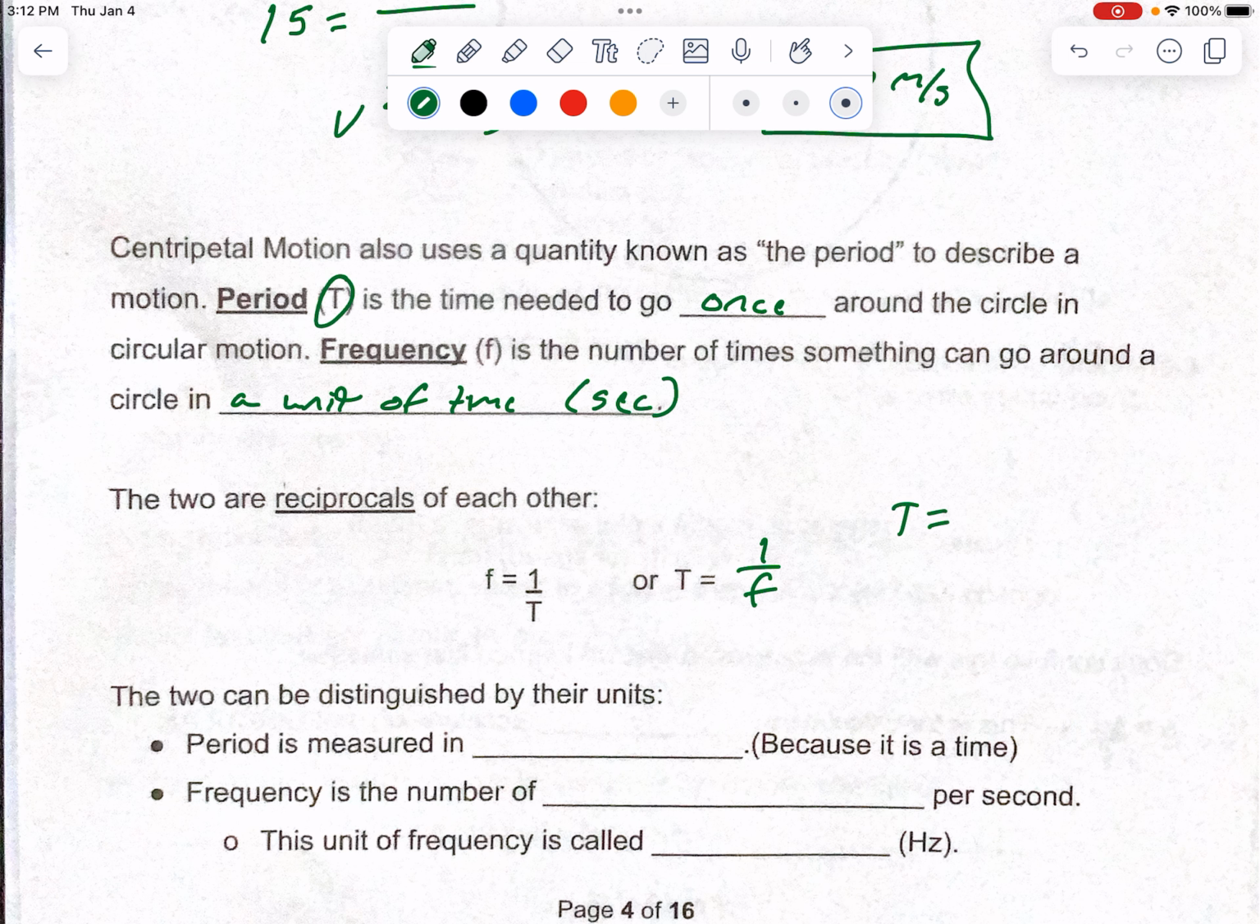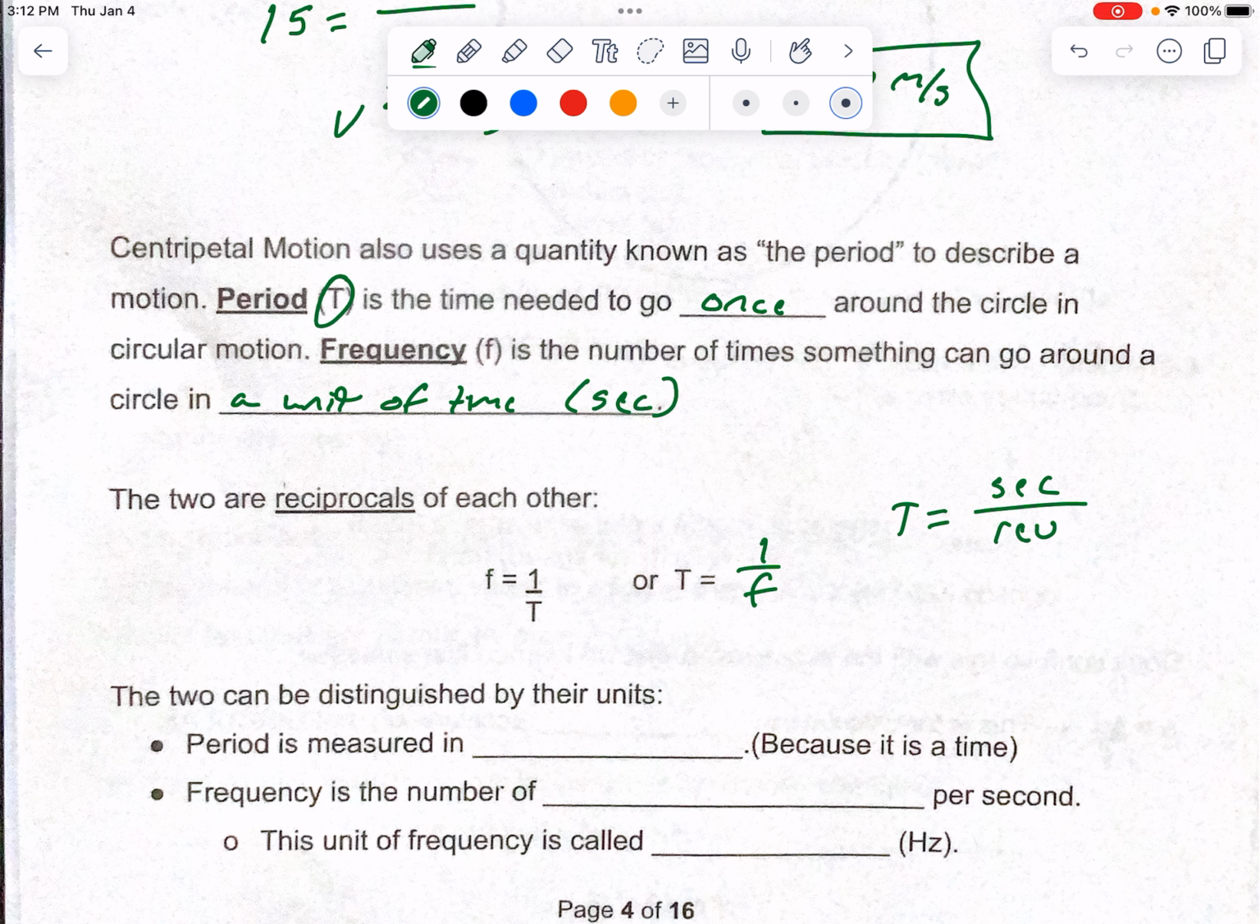I've used this example in class: if I have someone running a 4-minute mile, which I know is extremely fast, and I asked you how long did it take you to do 1 lap? There are 4 laps to a mile, so you'd take your time, 4 minutes divided by 4 laps, and therefore it takes 1 minute per lap. So if you want to find the time it takes to go around one time, just take the total time and divide it by the revolutions, or the number of times it went round and round.